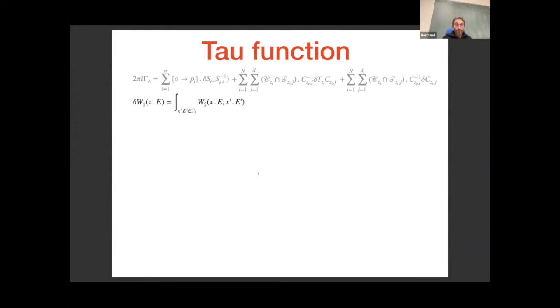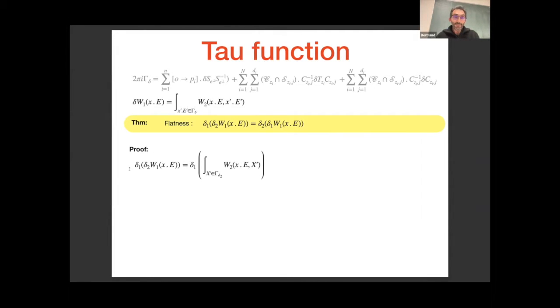Okay, let me go to the next slide. I just showed you that the deformation of W1 is W2, and now there is a result of flatness, which is that if you do two deformations of W1, it's independent of the order in which you did the deformations. Let me sketch the proof a little bit. When you compute delta 1 of delta 2 of W1, you're computing delta 1 of this integral of W2. The deformation of W2 itself is an integral of W3. And you have to keep in mind that the gamma here, my generalized cycle, itself depends on the moduli, so it can have a deformation. So there is another term by Leibniz rule, which is the integral of W2 on the deformation of gamma.